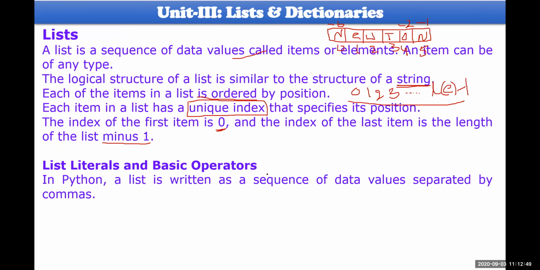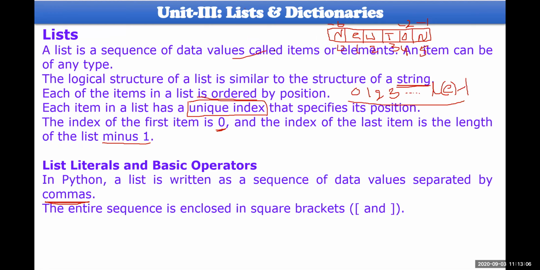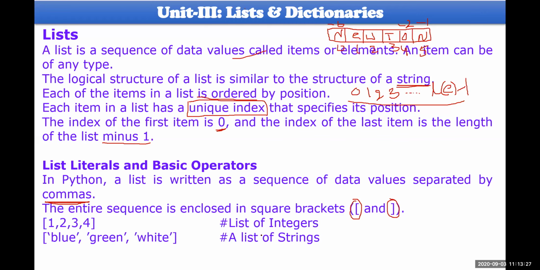Okay, and as I showed you just before, a list is written as a sequence of data items separated by commas. Every list item will be separated by a comma. And a list will always start with brackets, square brackets. Something like this. Square brackets are taken into consideration, and that will be called a list. And this is a list of integers, and this is a list of strings, and this is an empty list. This could be considered an empty list, and this could be considered a list of lists.